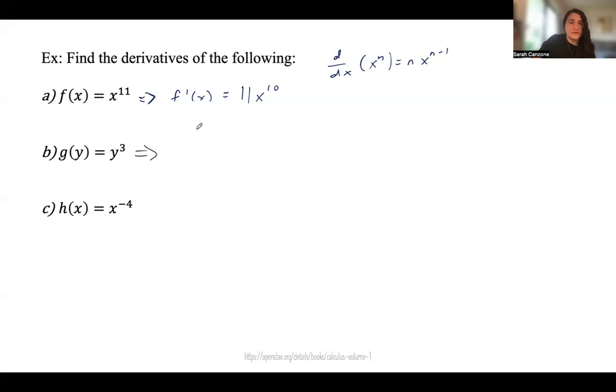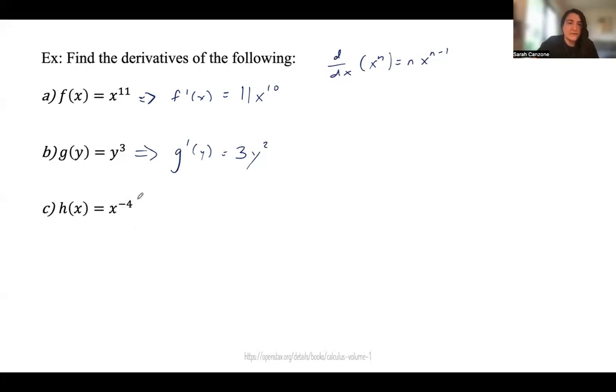All right, let's look at another one. If g of y is y cubed, then let's find the derivative. So g prime of y is: take the exponent, bring it out front. Take the 3, bring it out front, keep our variable, and subtract 1 from the exponent. 3 minus 1 is 2.